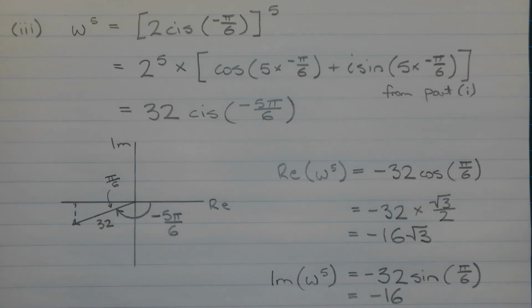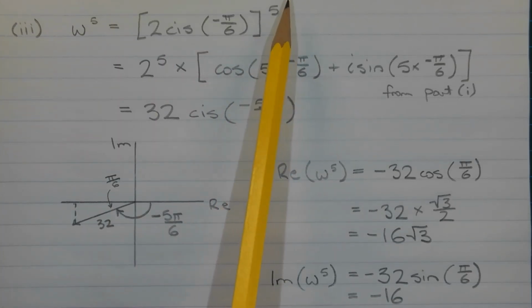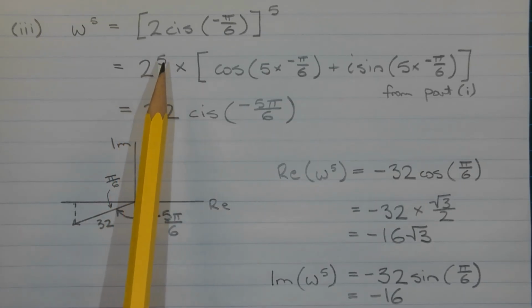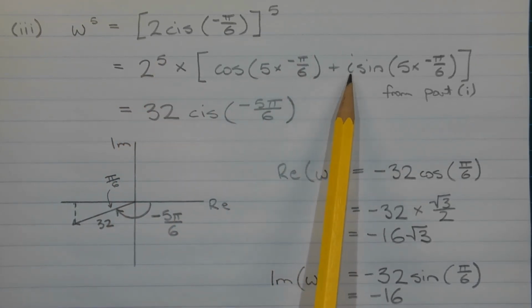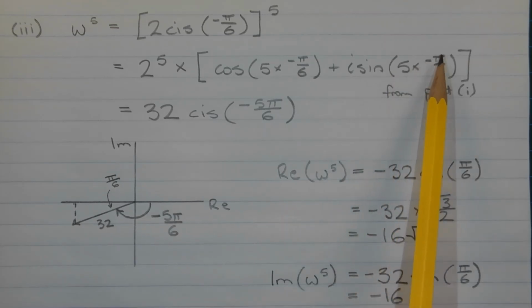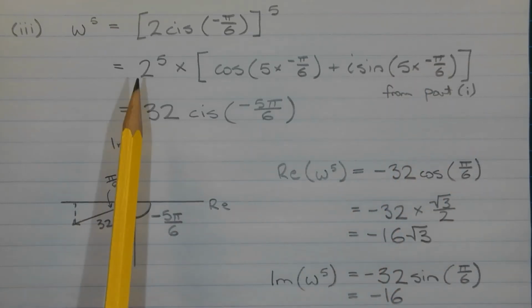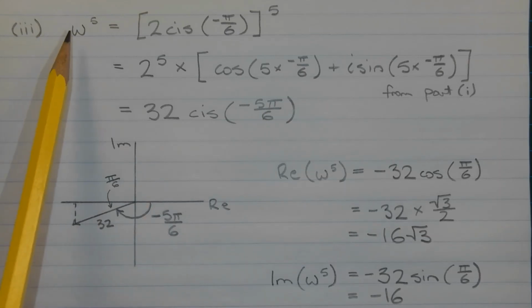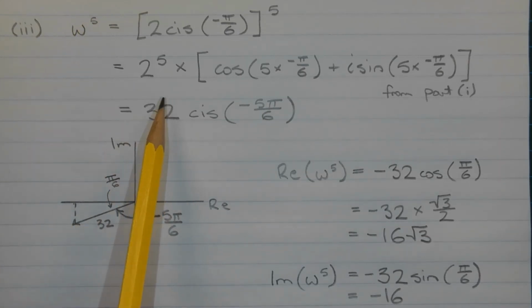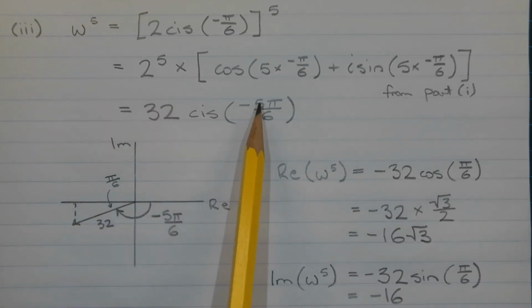Now using the result from part 1, taking into account this raising to a power of 5, that equals 2^5 times (cos(5 times −π/6) + i sin(5 times −π/6)). Now 2 to the power of 5 is 32, and 5 times negative π over 6 gives us an argument of negative 5π over 6. So w to the power of 5 is equal to 32 cis(−5π/6).